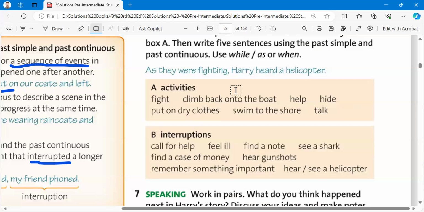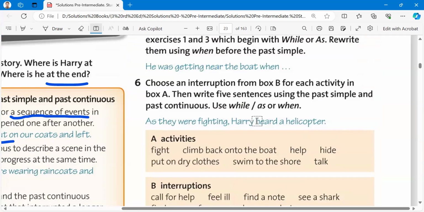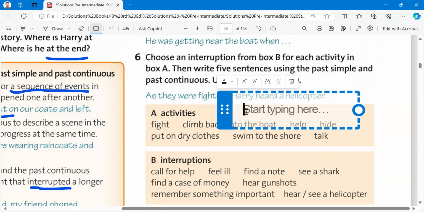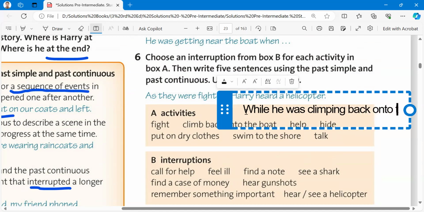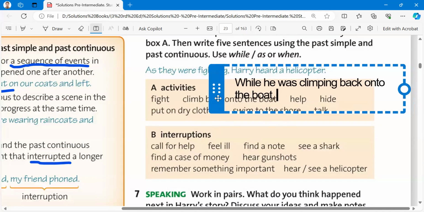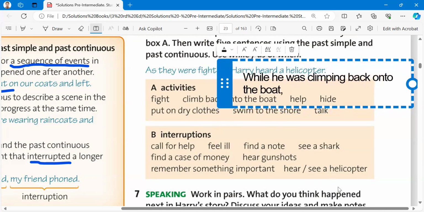What can I say here? As he was climbing back onto the boat, maybe I can say while he was climbing back onto the boat, he heard gunshots, right? He heard gunshots. It means the sound of shooting.